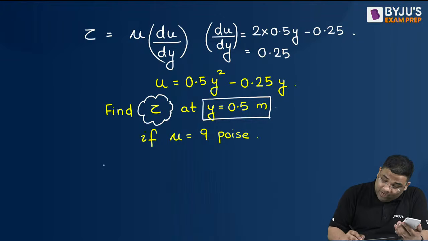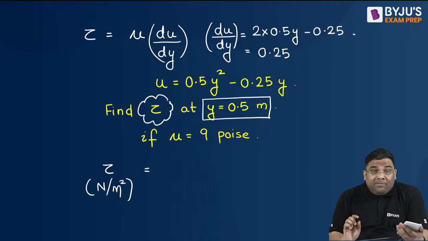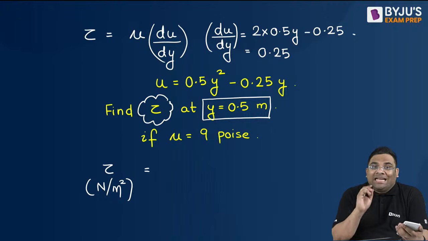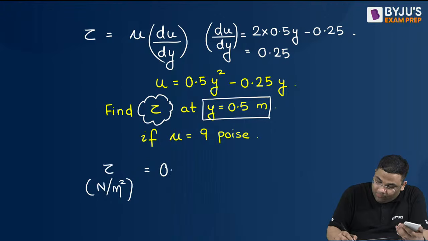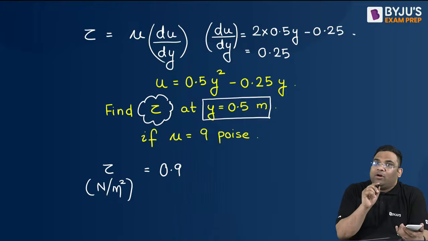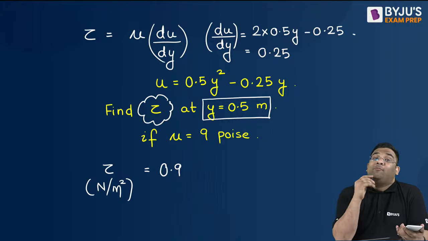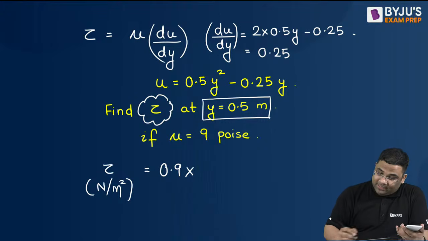So now if you want to find out the shear stress in Newton per meter square, how much will that be? The dynamic viscosity is given as 9 poise. In standard units, how much will it be? 0.9 Newton second per meter square, right? Because 1 Newton second per meter square is 10 poise, so 1 poise will be 0.1. So this into 0.25, so how much are you getting?